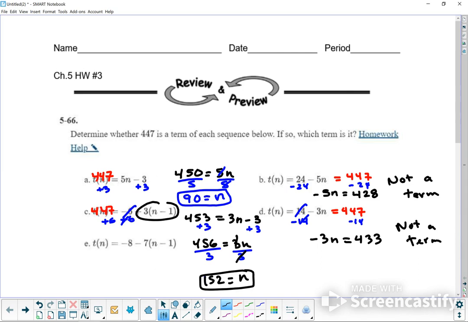Okay, and the last one. I put 447 right here and work this out. I'm going to start with plus 8, so I will have negative 7, and I'm going to distribute all this, plus 7. Because that's going to be negative 7n, and then negative times negative makes positive 7. And 447 plus 8 is 455.